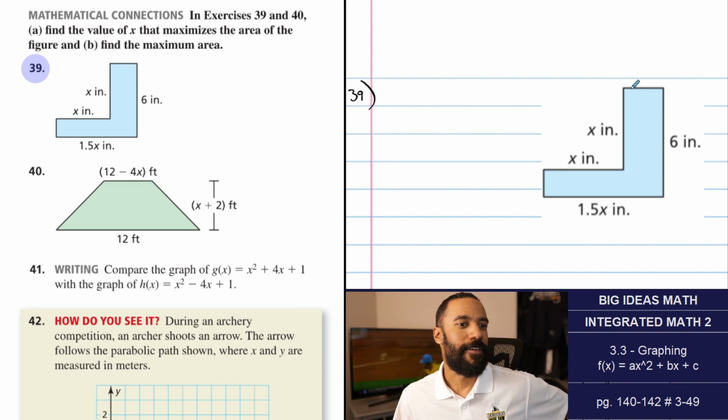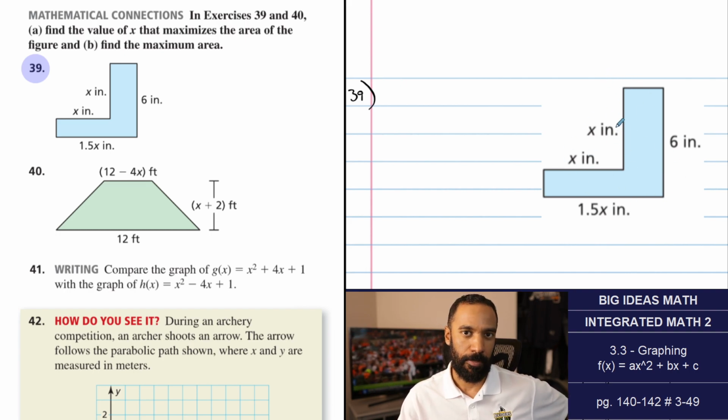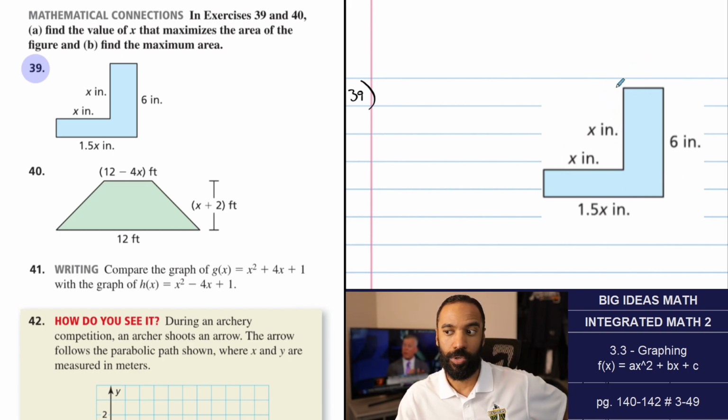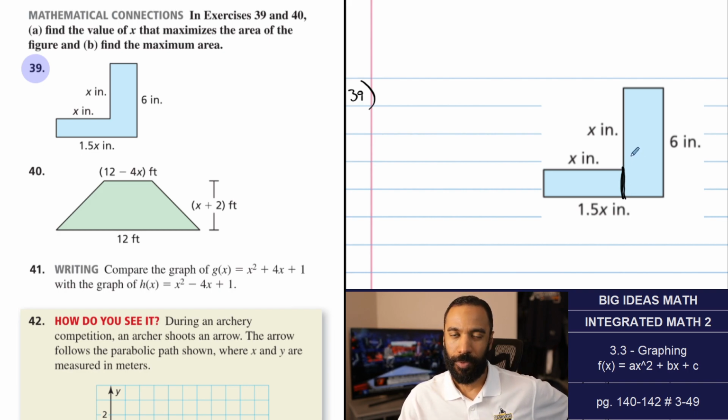Okay. Find the value of x that maximizes the area of the figure and find the maximum area. So basically, we want to express this area as a polynomial. What I'm trying to do is find a way to express that. So there are a couple ways we can do this. We can cut this off here. Actually, cutting off there would be pretty good too. I might do that. Let me show you two different ways. Or three.